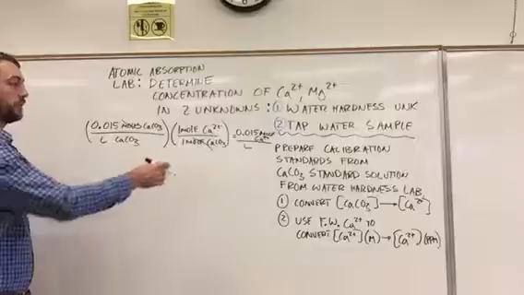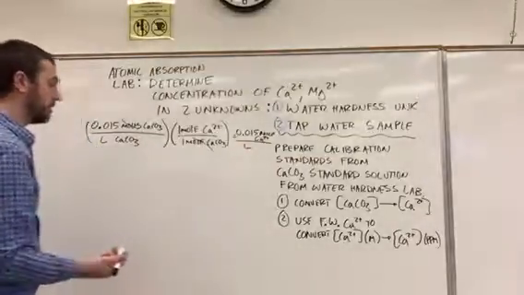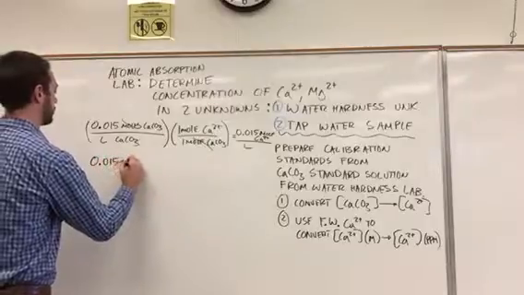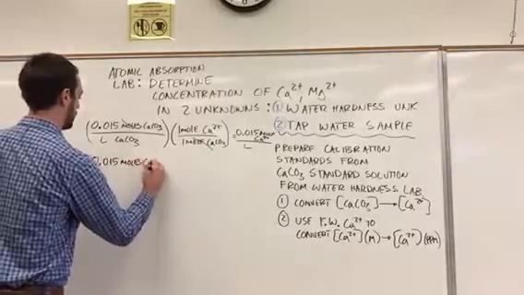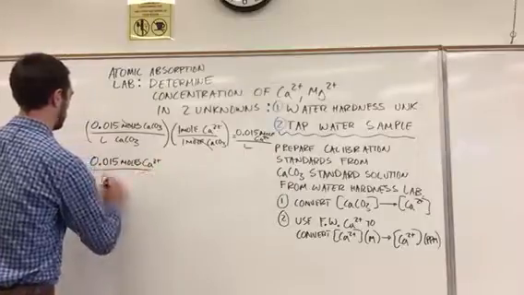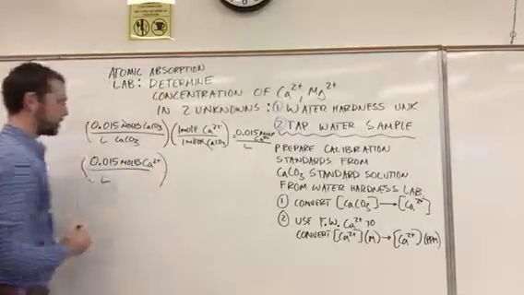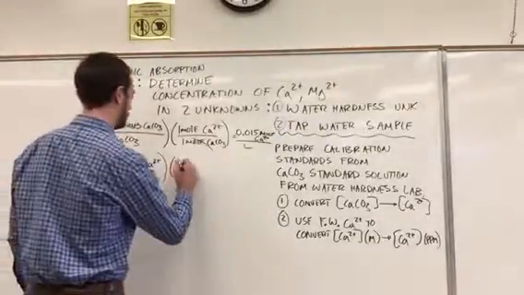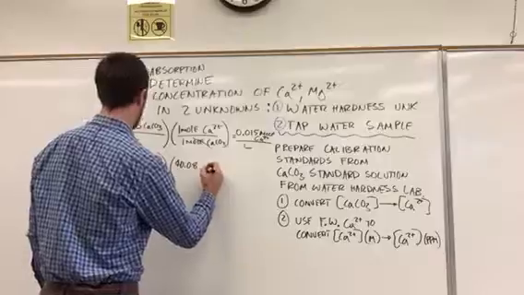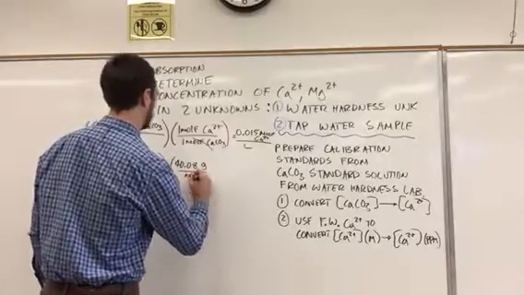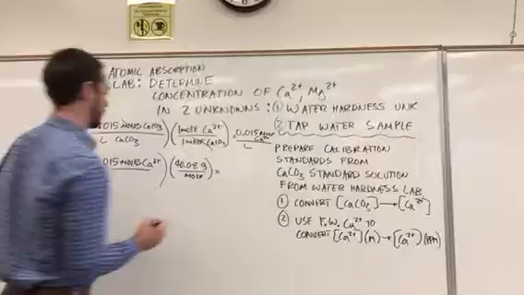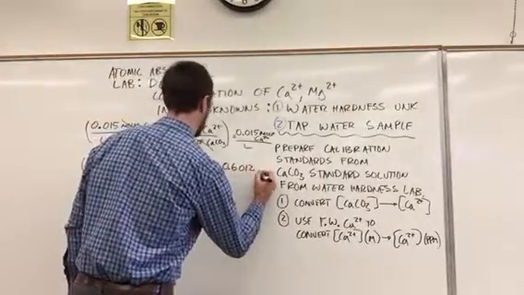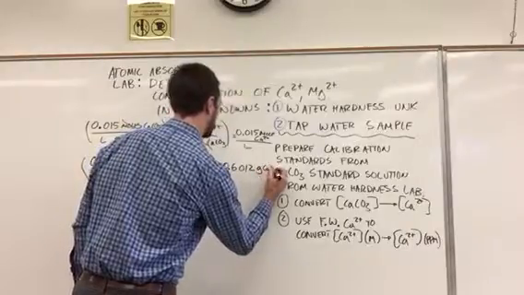So to convert from molarity to parts per million, we're going to say that 0.015 moles calcium per liter, we're going to multiply that by the formula weight of calcium, 40.08 grams per mole. And that's going to give us 0.6012 grams Ca2+ per liter.